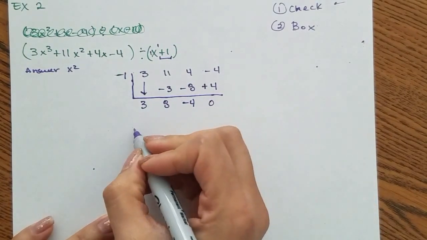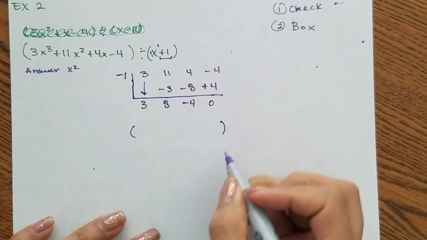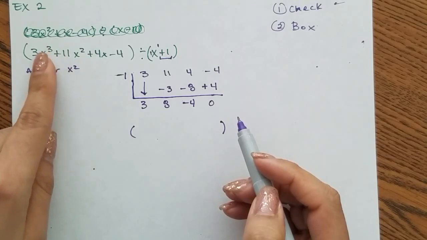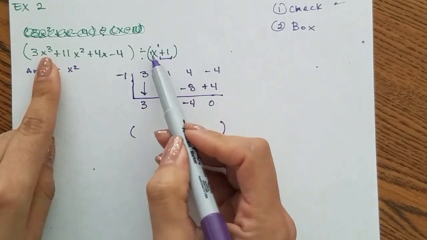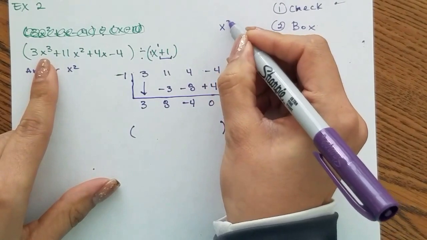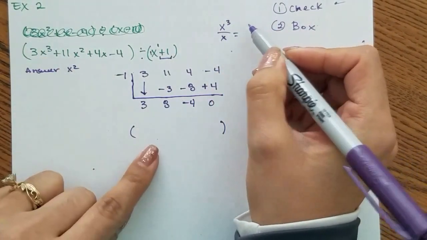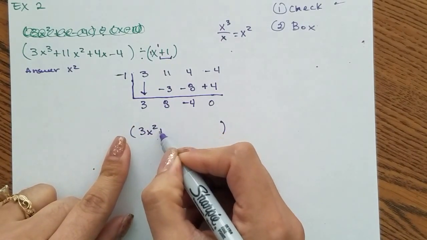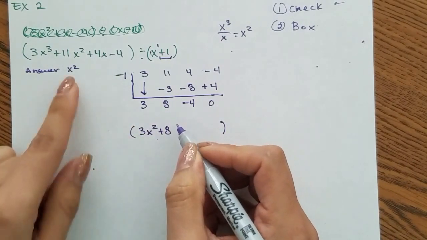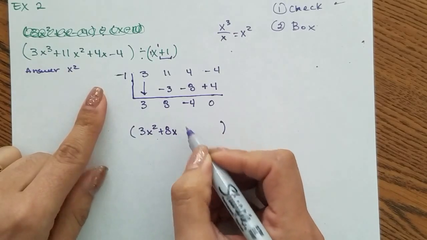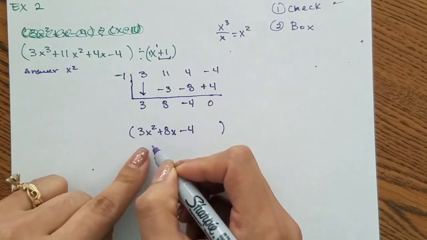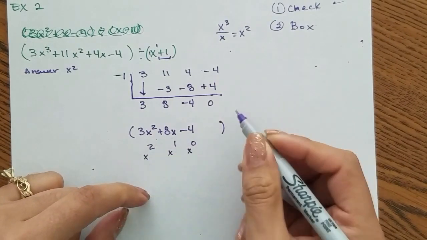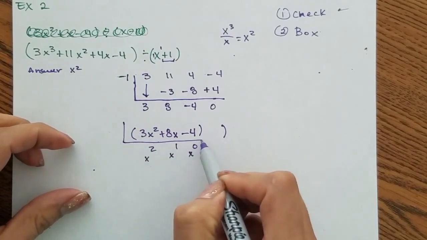Okay, so our answer is going to look something like this. And you have to start with whatever this is over here. So we know that we divided x cubed by x, which means you have x cubed over x, that your leading term here is going to be an x squared term. So we have 3x squared plus 8x, and then the next term down is going to give you minus 4. So this is 2, 1, 0. So x to the 0, x to the 1, x squared, and that's it. So this here is going to be your answer.